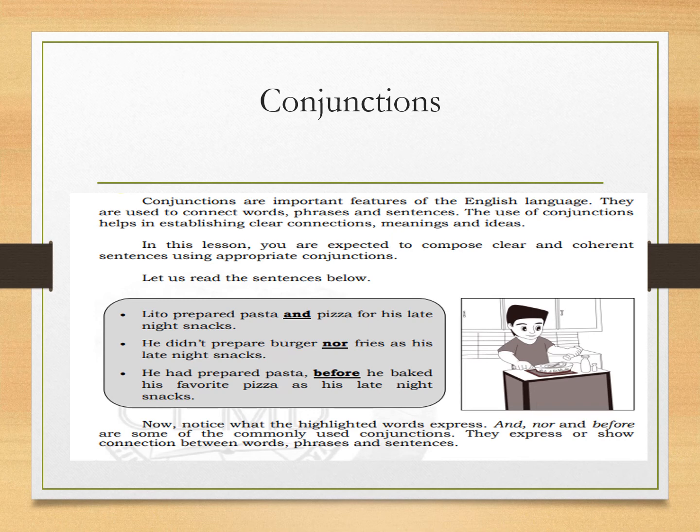Now, notice what the highlighted words express. And, nor, and before. The and, nor, and before are some of the commonly used conjunctions. They express or show connection between words, phrases, and sentences.